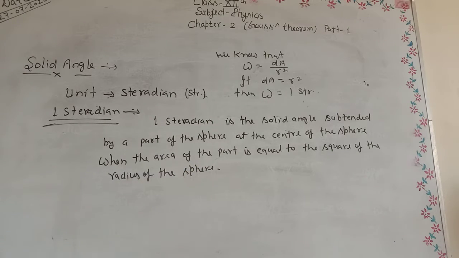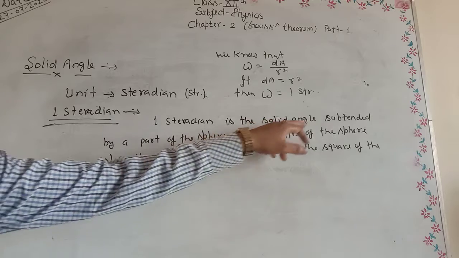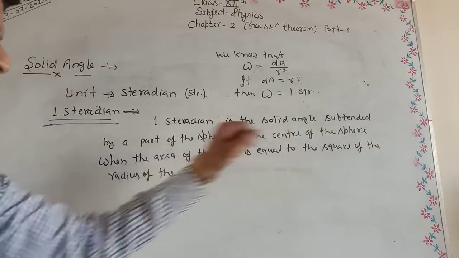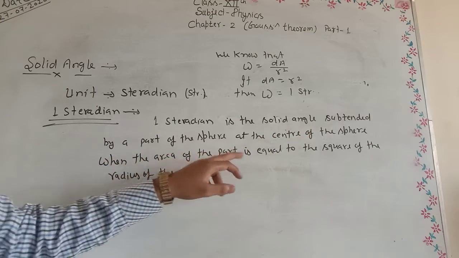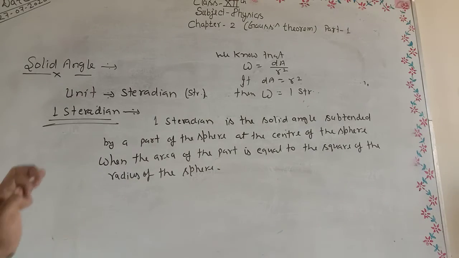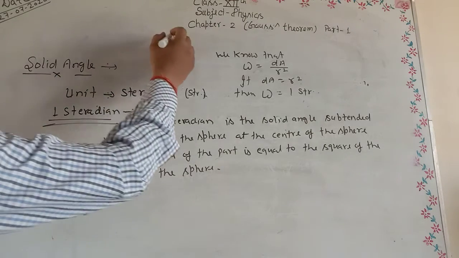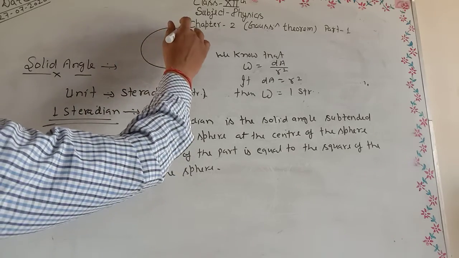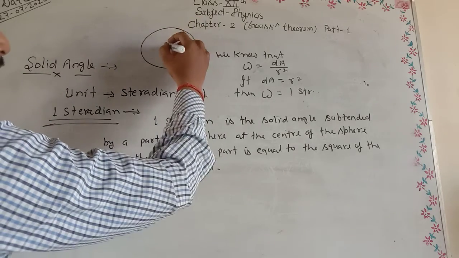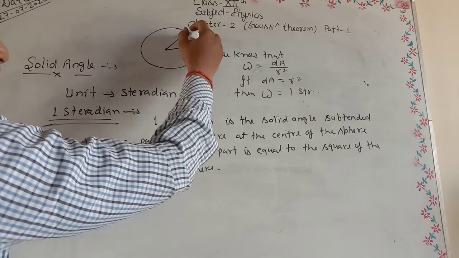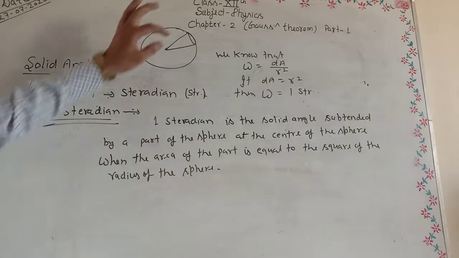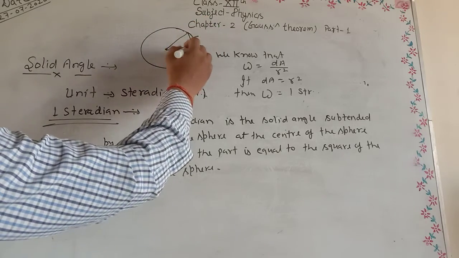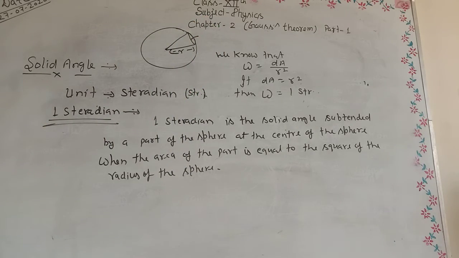So dear students, 1 steradian is the solid angle suspended by the part of the surface of the sphere at the center of the sphere when the area of the part is equal to the square of the radius of the sphere. कहने का मतलब ये है कि किसी भी स्फीयर के 1 स्टेरेडियन स्फीयर के सेंटर पर बना हुआ वह सॉलिड एंगल होता है जो स्फीयर के उस पार्ट द्वारा उसके सेंटर पर बनता है जिसका एरिया स्फीयर की रेडियस के स्क्वायर के इक्वल होता है.